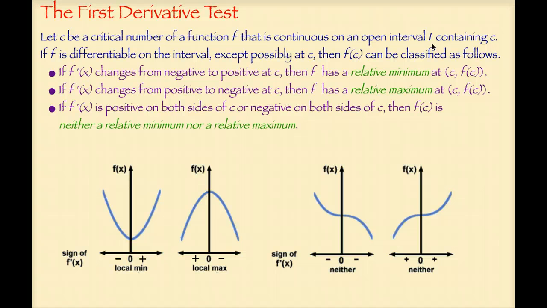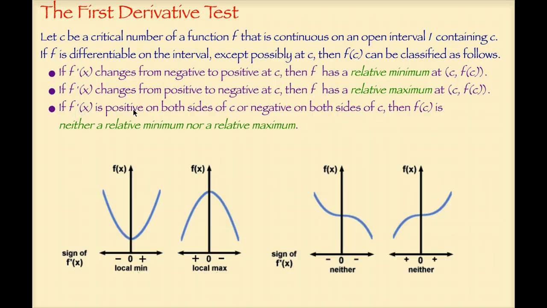If f is differentiable on the interval except possibly at c, then f of c, the function value there, can be classified as follows. If f prime of x, our first derivative, changes from negative to positive at c, then f has a relative minimum at that point. If f prime of x changes from positive to negative at c, then f has a relative maximum at that point.